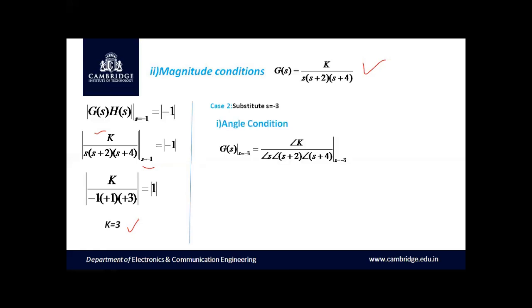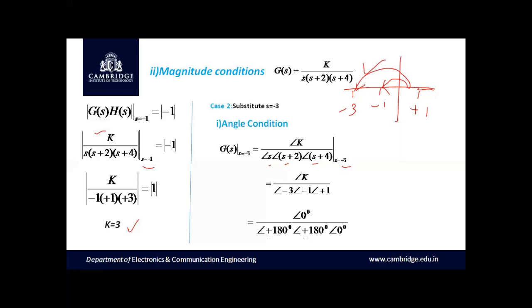G of s at s is equal to minus 3. So let us substitute for s is equal to minus 3 in this angle condition. After substitution, I get angle of k divided by angle of minus 3 into angle of minus 1 into angle of plus 1. In the S-plane, we know the location of minus 1, minus 3 as well as plus 1. So the angle of plus 1 is 0 degree and angle of minus 1 is plus or minus 180 degree and angle of minus 3 is also plus or minus 180 degree. So let us substitute for that.